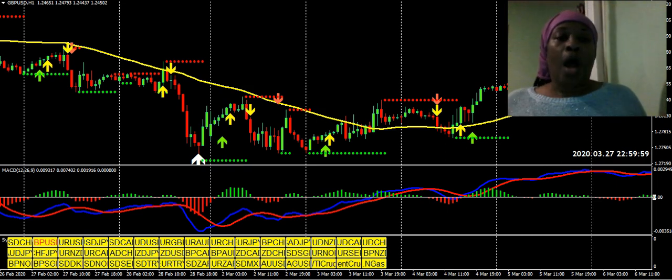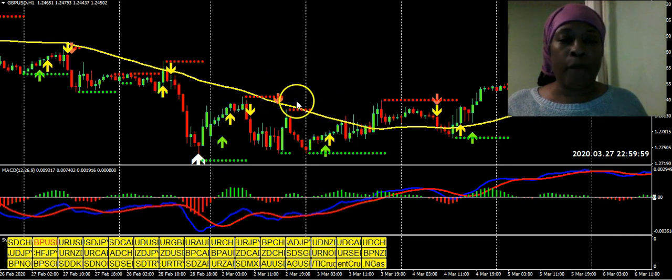Okay. All right. So what you're looking at here is the triple arrow system. What I've added is the 50 moving average, the yellow line that you see here. Right. And then, of course, I put my period separators here. These are my day separators.